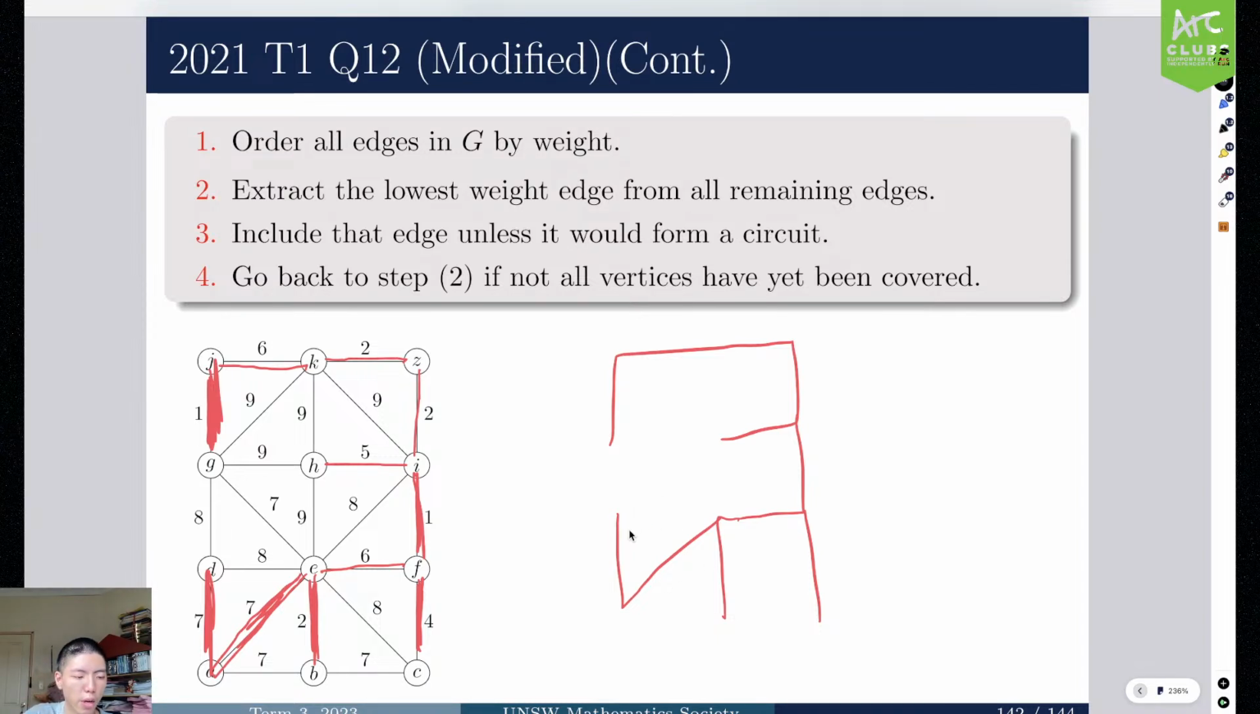So if we want to have a minimum weighting, we can just add up all of the numbers along, so it's like 1, 6, 2, 2, 5, 1, 6, 4, 2, 7, 7. And the sum of all of these would give us a total weight of 43.